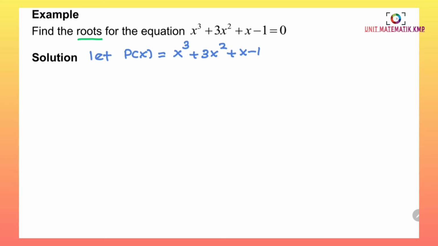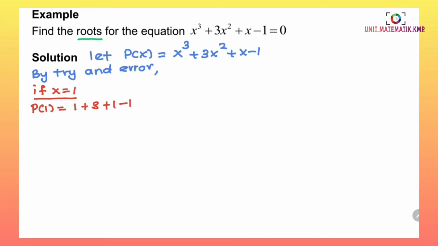So by using trial and error, let's say we substitute x equal to 1. We want to find one of the factors of this polynomial. So if we substitute into the given polynomial, p(1) equals 1 power 3 is 1, plus 3 times 1 square is 3, plus 1 minus 1. The answer is 4, not 0, which means that 1 is not a factor of the polynomial.